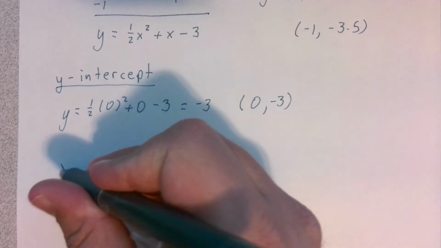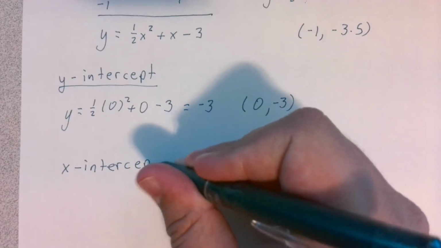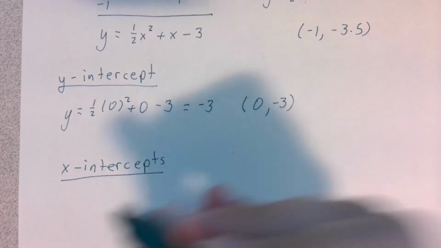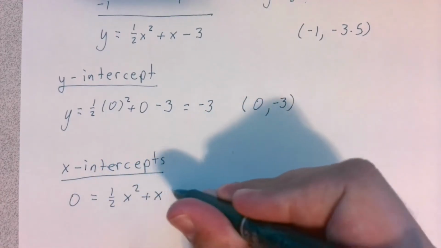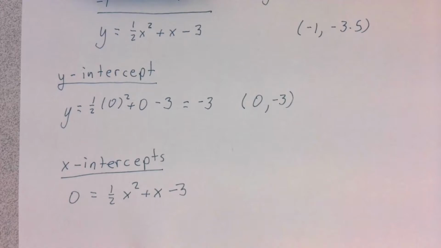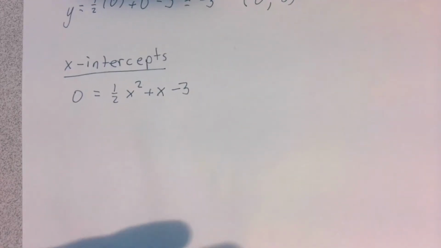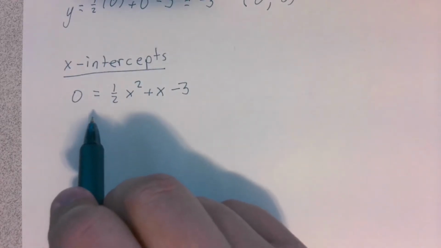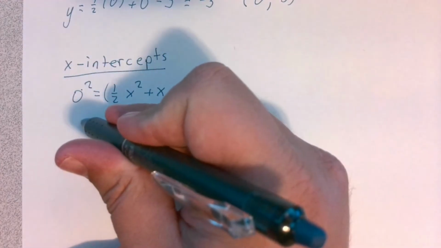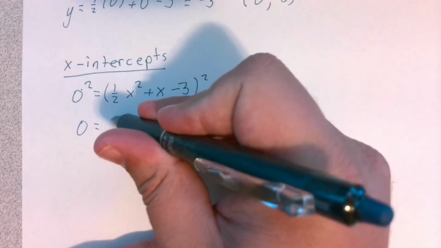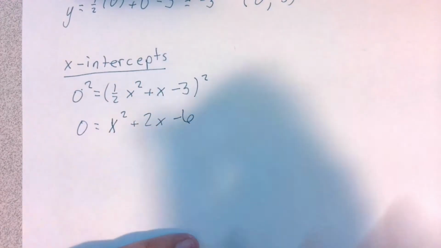Now let's do our x-intercepts. That's where you plug 0 in for y. So we get 0 equals 1/2 x squared plus x minus 3. Now I am going to use the quadratic formula to solve this equation, but first I am going to multiply everything by 2 to get rid of the fraction. So 0 times 2 is 0, 2 times 1/2 is 1, so 1x squared plus 2x minus 6.